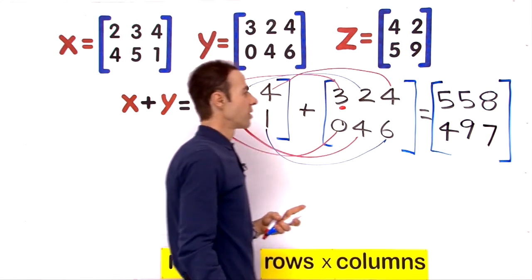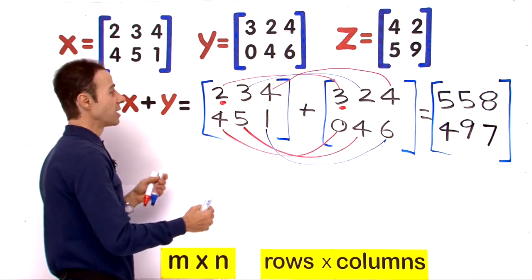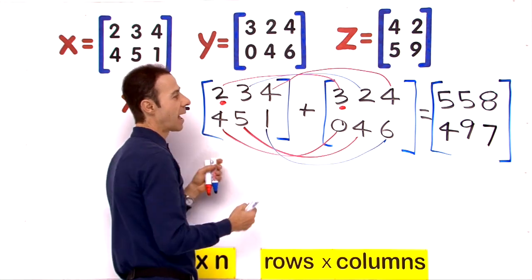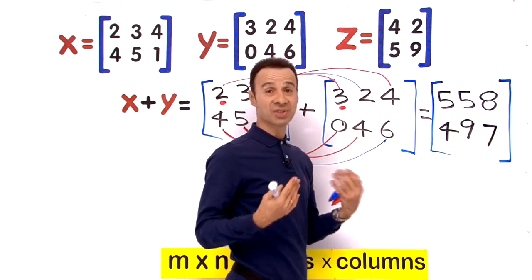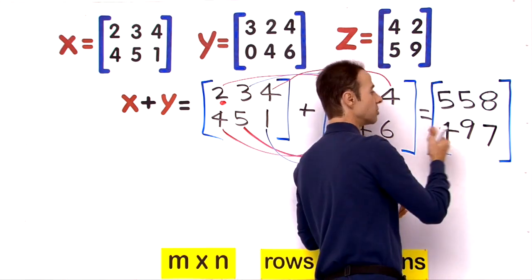Now you'll notice that the first matrix is a 2 by 3, added to another 2 by 3. So the result is a matrix also 2 by 3.